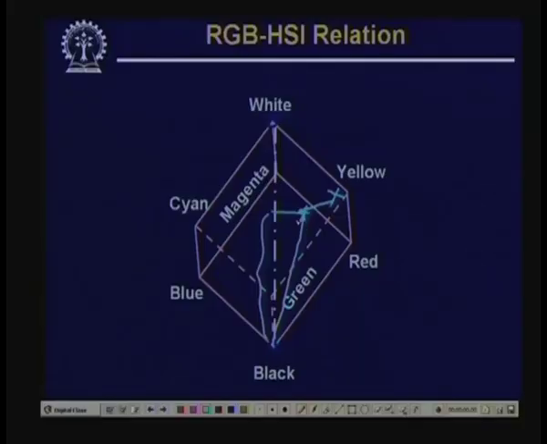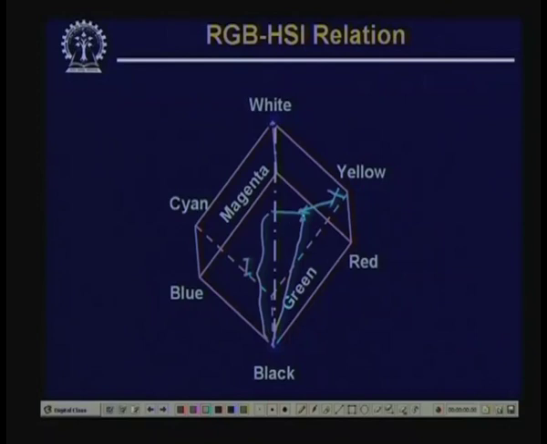Then we find the next component, that is the saturation. How can we compute it? The line joining black and white, the intensity axis, has only gray shades at any point; it does not have any color component. So, the saturation associated with all the RGB points lying on this intensity axis is equal to 0.